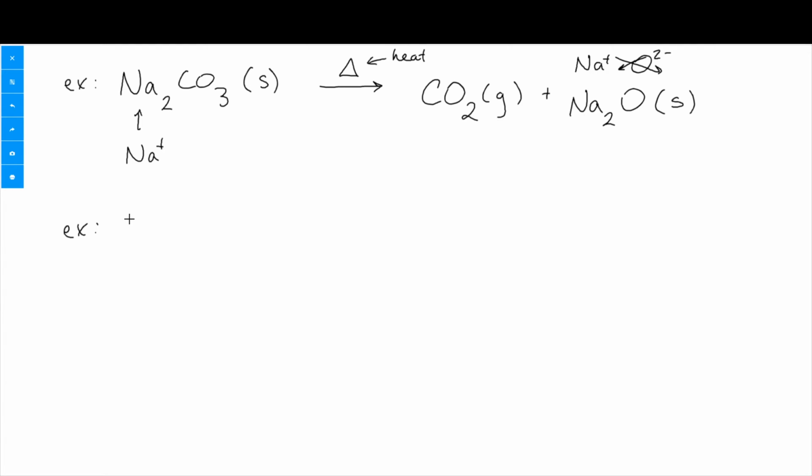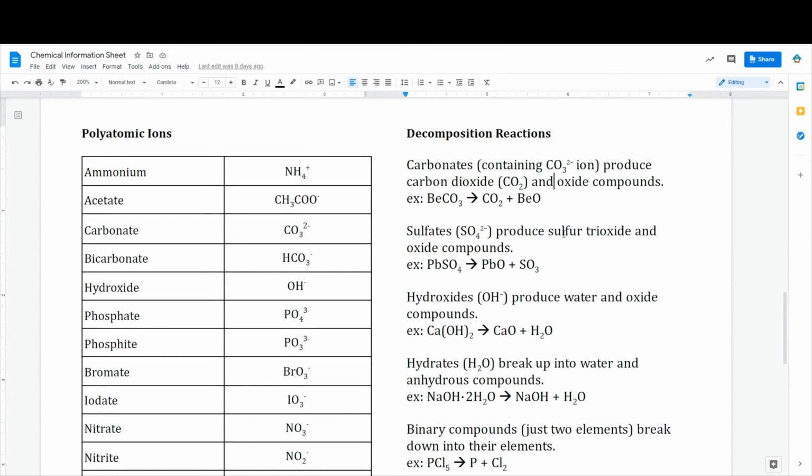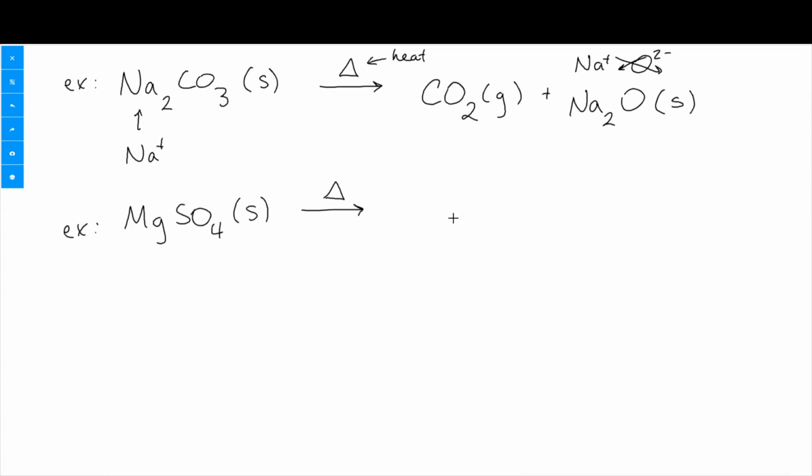For example, if we had magnesium sulfate in the presence of heat, that's a good sign that this is a decomposition reaction. Well, we have a sulfate compound. If we take a look, sulfates produce sulfur trioxide and oxide compounds. So we produce sulfur trioxide and the oxide compound. That's Mg2 plus, O2 minus, so MgO.